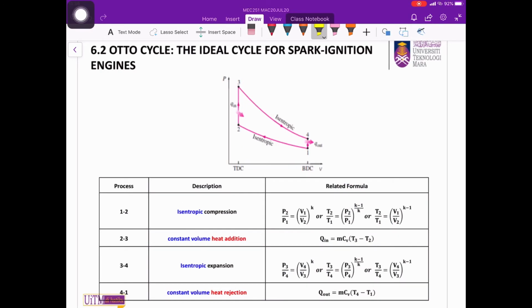Here is a summary of the processes involved and the related formulas that can be used in our analysis later. For process 1 to 2, isentropic compression, and process 3 to 4, isentropic expansion, we can use the isentropic relations to find the required properties. Meanwhile, for process 2 to 3 and 4 to 1, constant volume heat addition and constant volume heat rejection respectively, we are going to use the non-flow energy equation to find the heat transfer.